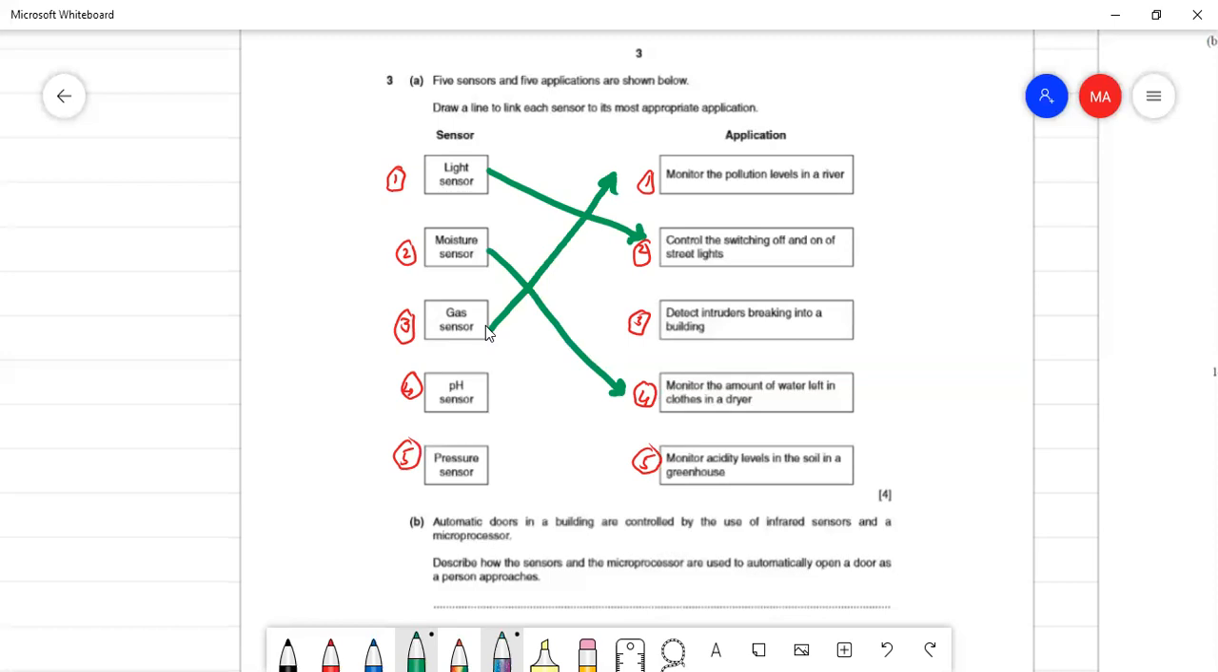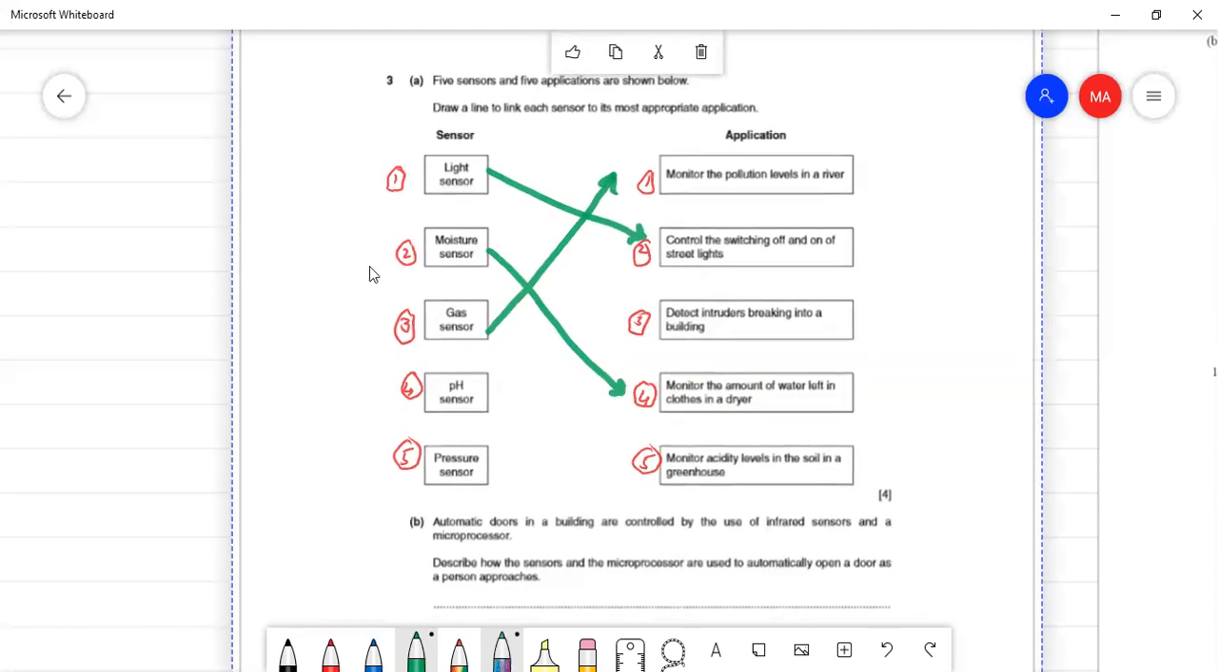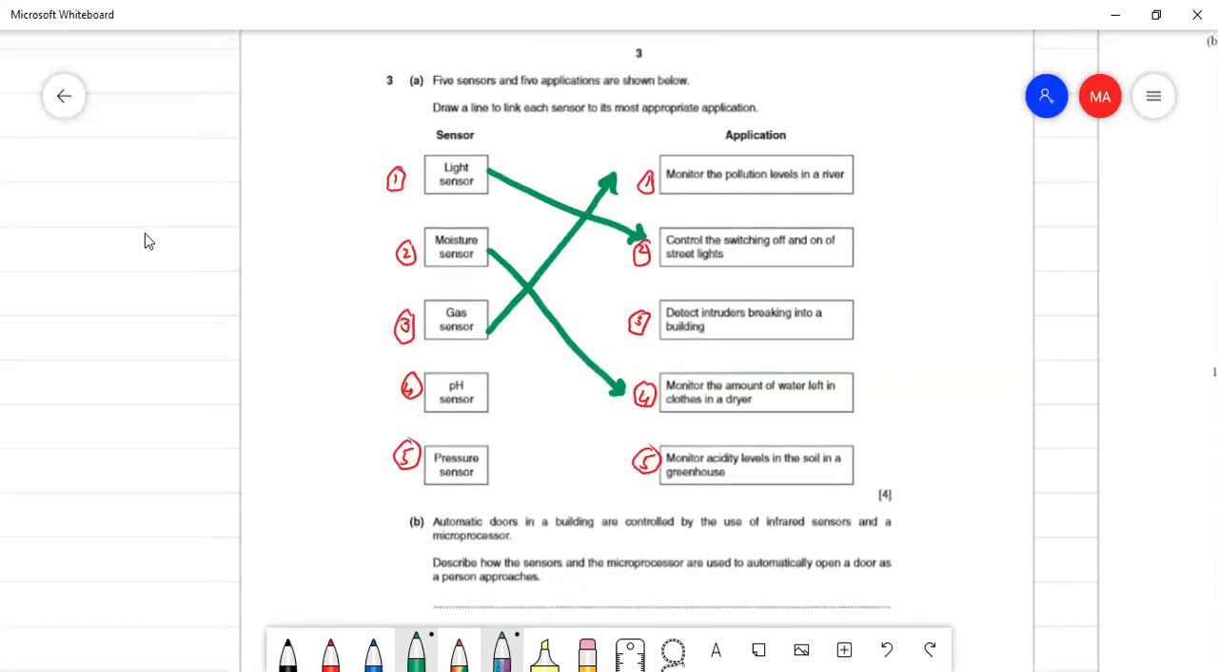Okay, now for the last part of this session, we have 10 minutes. Now the PS sensor. Yes, fifth one, absolutely right. PS sensor is connected with the fifth application.